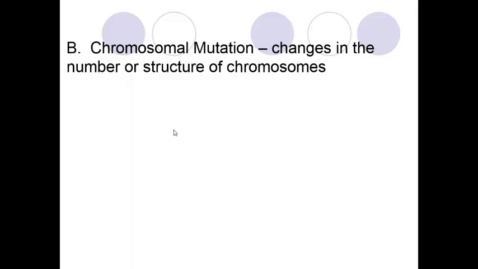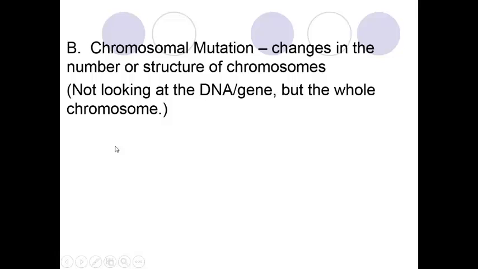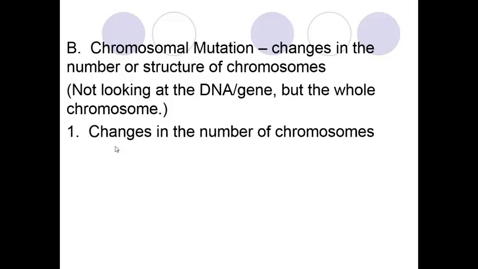You're not affecting just one DNA A, T, G, or C, but in a chromosomal mutation, you'll actually be affecting whole pieces of DNA with these chromosome issues. So we're not looking at the DNA or the gene, but we're looking at the whole chromosome. And we're going to take first a look at just how you could change the number of chromosomes. We know that 46 is the correct amount, 23 from each parent, but there are people who have the wrong amount of chromosomes. They have too many or not enough.